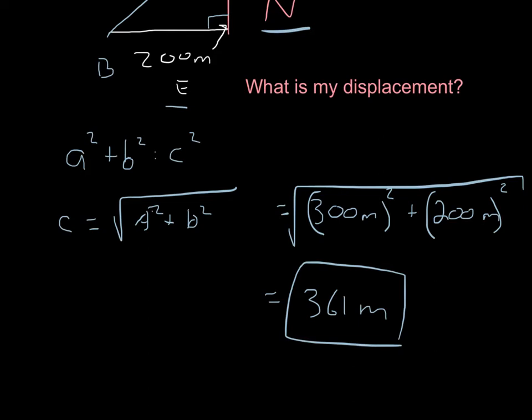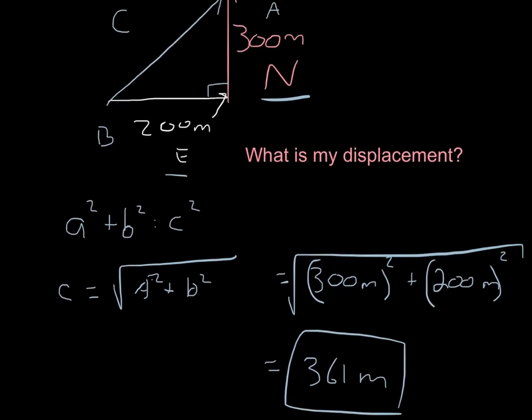So what does that mean, you need a direction? That means I need to give you this angle. Let's just call it theta. To do that, we need to use some trigonometry.